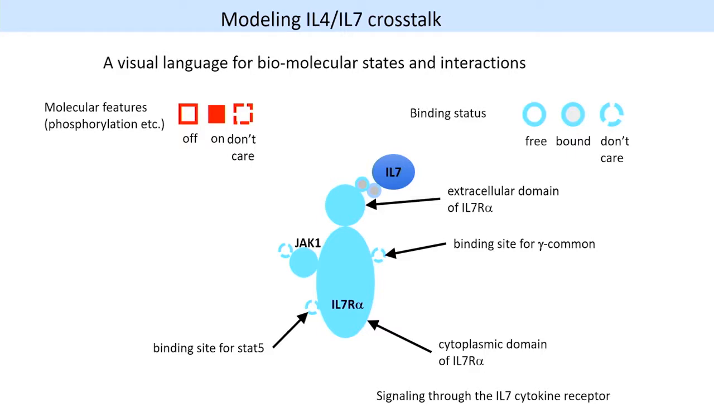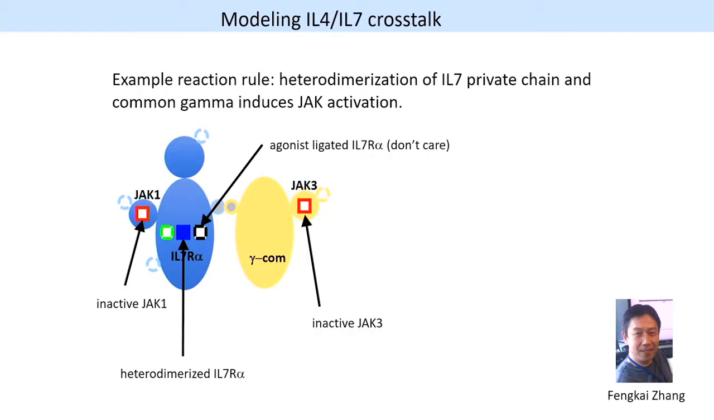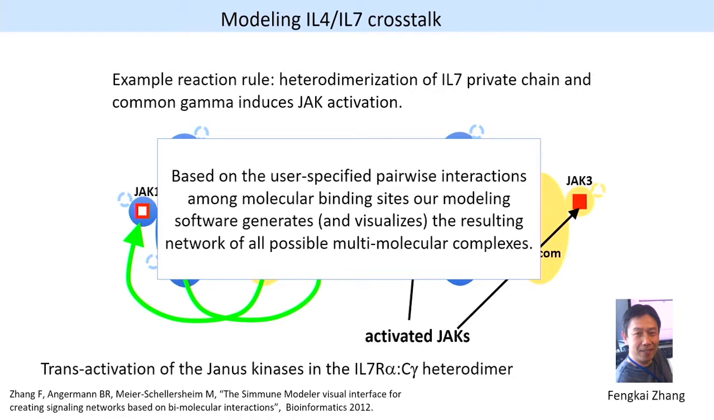That's why we developed a new approach where you can use an iconographic language. Here, for example, the IL-7 receptor with the extracellular domain binding to IL-7 and different other binding sites. And importantly, we have these tags that encode different states of the molecules. So this, for example, is an activated kinase, and this is the inactive kinase. And we can use this iconographic language to encode interactions and reaction rules. Here, for example, we can say, if we have this heterodimer of the IL-7 private chain and common gamma, then we have the activation of the associated kinases. And based on the user-specified pairwise interactions, our approach will then automatically build the computational model.